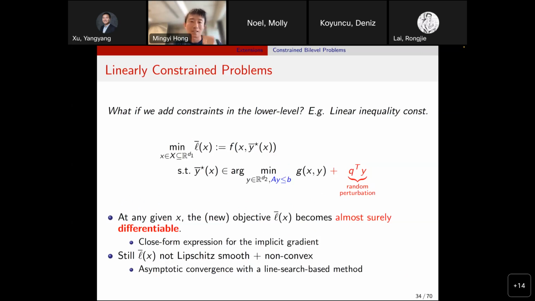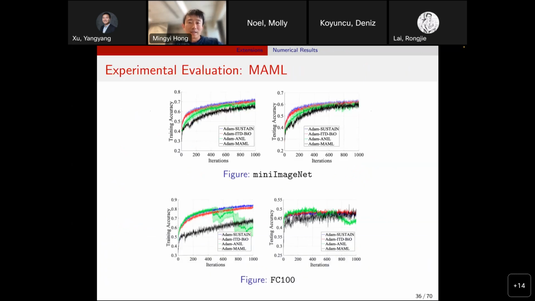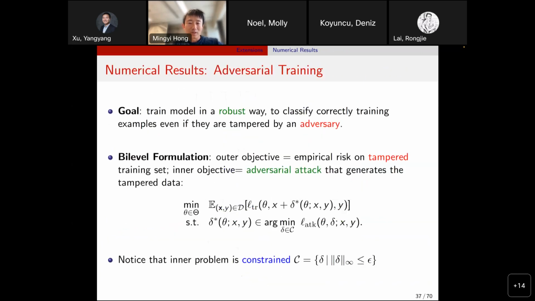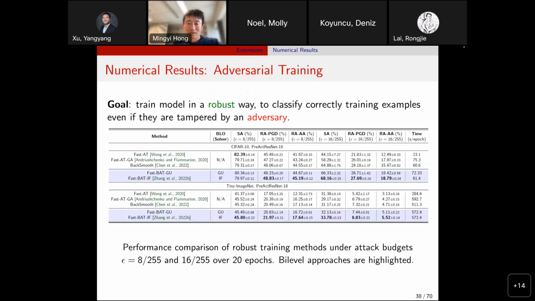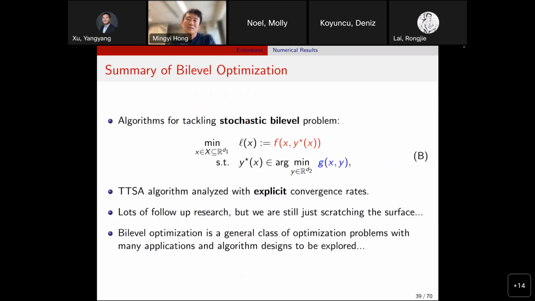I'm not going to go into too much detail about it. I will skip a few numerical experiments here. In summary, we analyzed a very simple stochastic bilevel problem at this moment. The goal is to develop a two-time scale but single loop algorithm: have one sample here, one sample here, and alternate, so that the algorithm is very easy to implement.